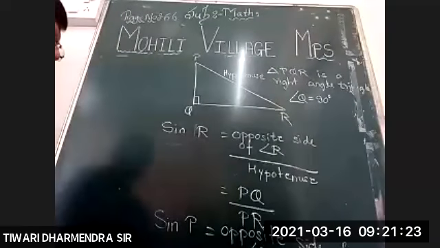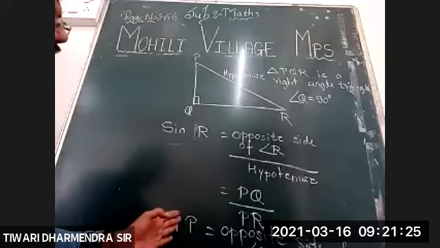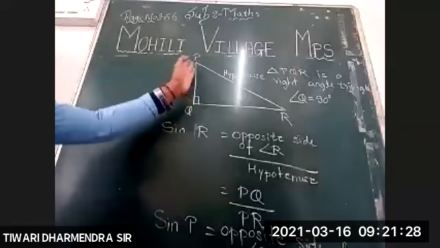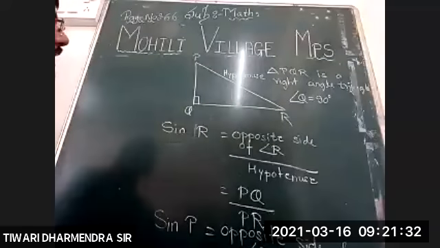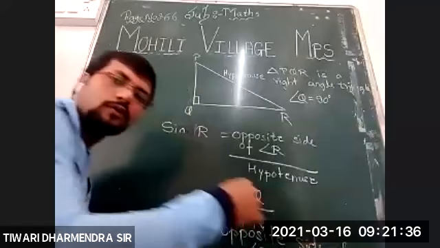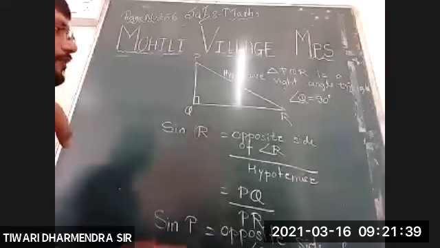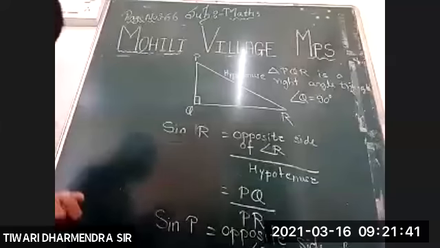Hope things are very clear. Side opposite to angle P. Just have a look. According to the diagram, the side opposite to angle P is QR. So hope it is visible here. If not visible, I will write it on top.